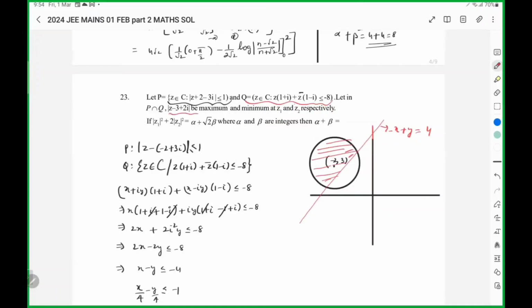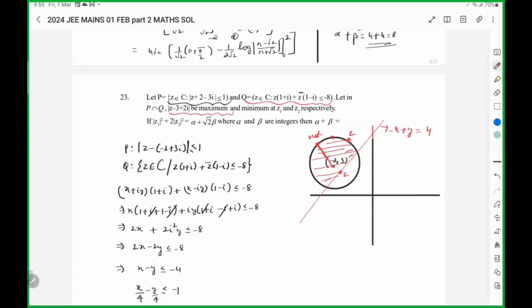So here |Z minus 3 plus 2i| is maximum. Z can be here, here, here, anywhere. So |Z minus 2 plus 3i|, if it is a part of the circle, that will be the radius only. That is the only maximum. But Z happens to be here.